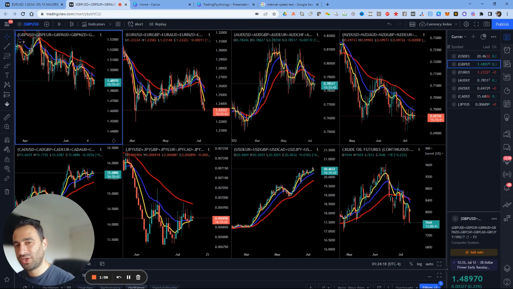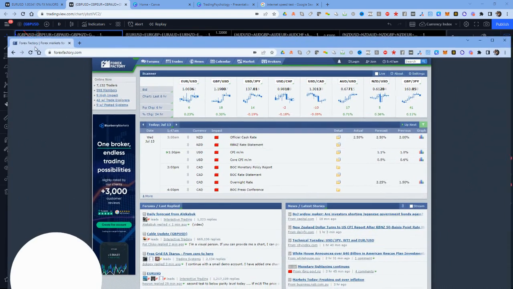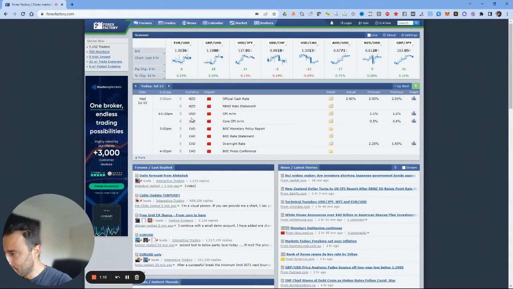When we have CPI today, you can see it's coming out at 1:30, and it's forecast to be 1.1% up month on month, with a previous of 1%. Now, if the number comes out as strong as expected or better, then what's likely to happen is the US dollar is going to go up in value, probably across the board.